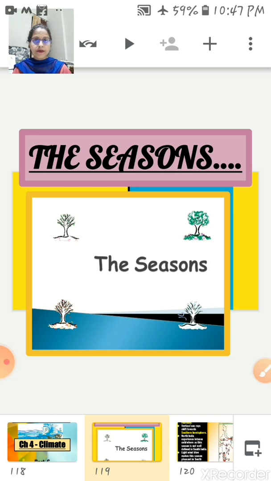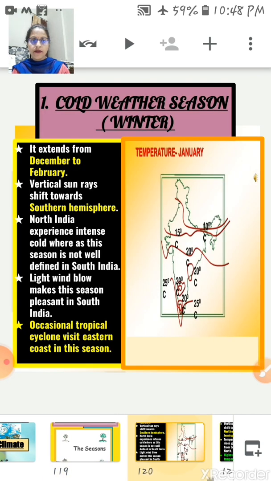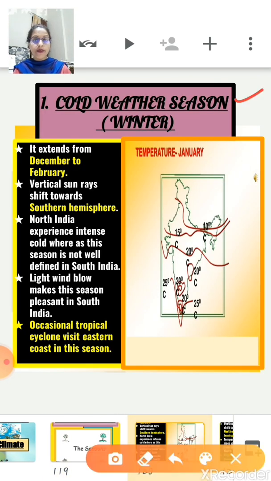So the seasons. Basically, in India mainly 4 types of seasons are found. The cold weather season, that means winter. The hot weather season, that means summer. Advancing monsoon, that means rainy. And retreating monsoon, that means the withdrawal of the monsoon. First we learned the cold weather season, that means winter.